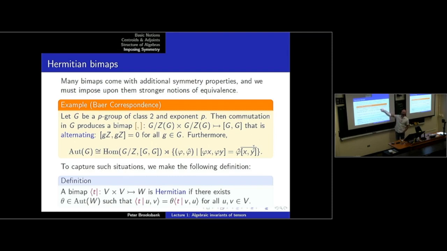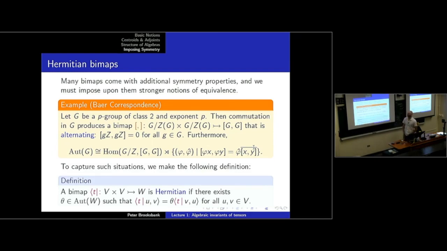I mentioned alternating here, and this is something that comes up in the context of P groups, but you could imagine that there may be other situations where you're dealing with a symmetric bimap rather than an alternating one, or it could have some twist of an automorphism as well when you kind of reverse the coordinates.